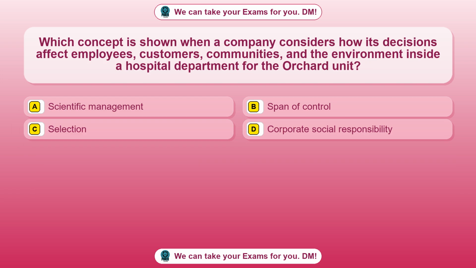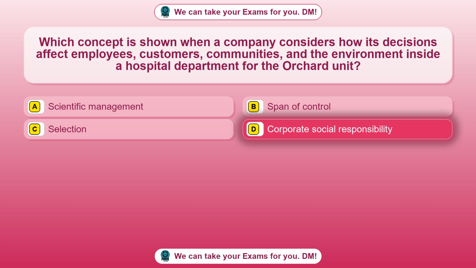Question 91. Which concept is shown when a company considers how its decisions affect employees, customers, communities, and the environment inside a hospital department for the Orchard unit? Option A, scientific management. Option B, span of control. Option C, selection. Option D, corporate social responsibility. The correct answer is option D, corporate social responsibility.